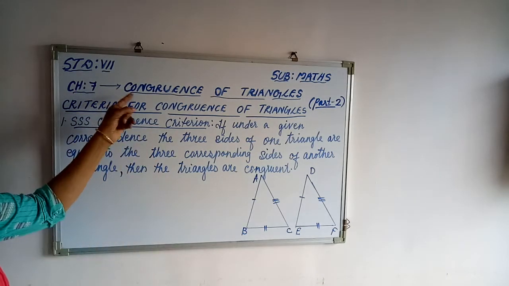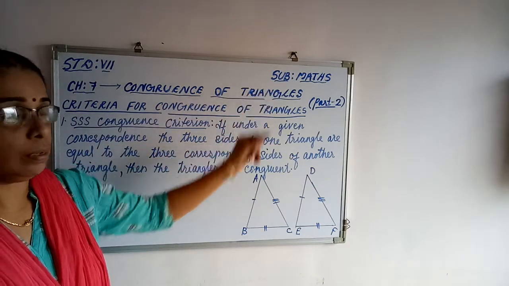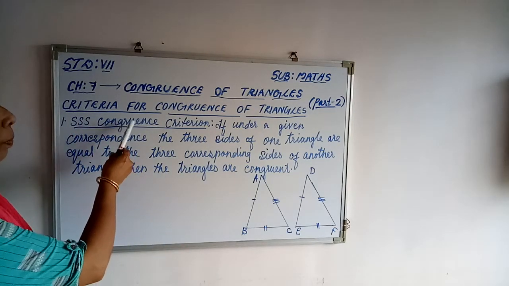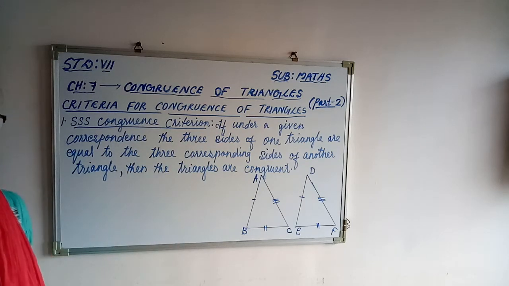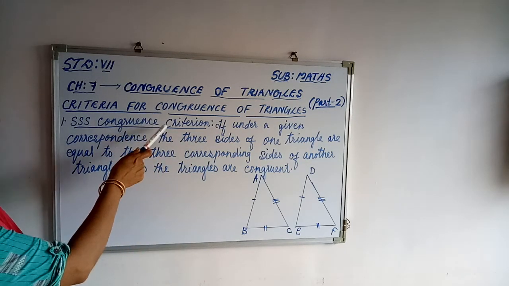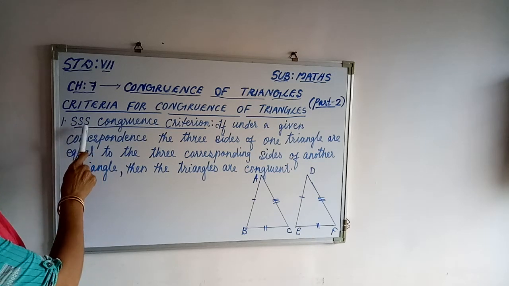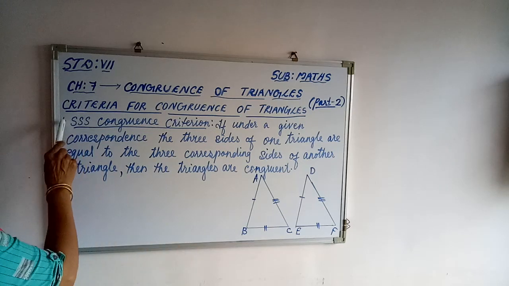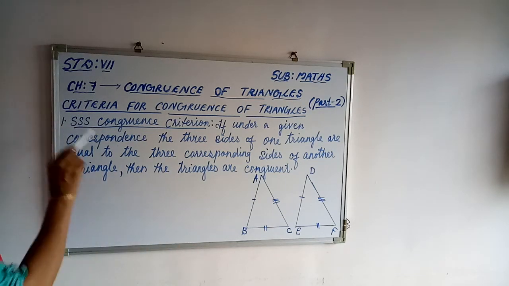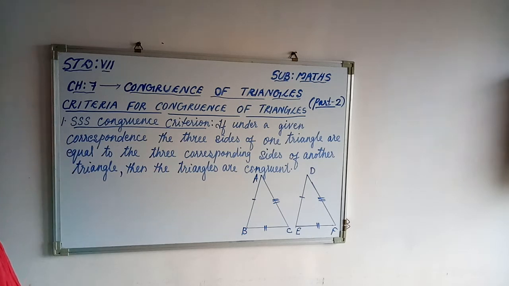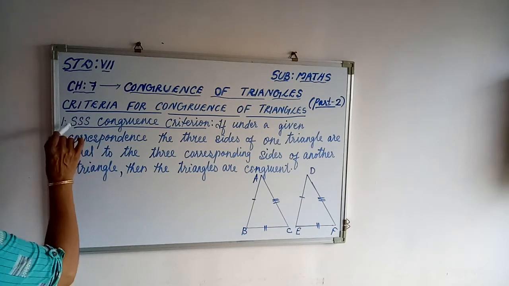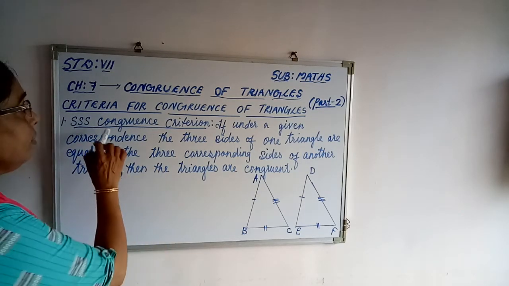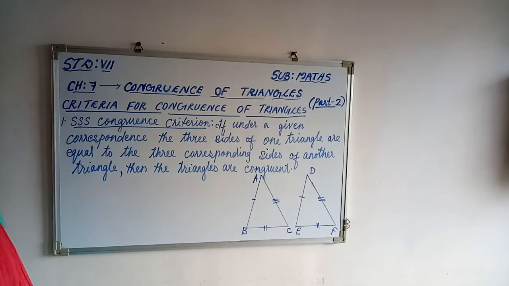Welcome back to Chapter 7, Congruence of Triangles. Today we are going to study certain criteria for congruence of triangles. The first criterion for congruence of triangles is the SSS Congruence Criterion. Now what is this? S indicates the side. Then SSS means side, side, side congruence criterion.